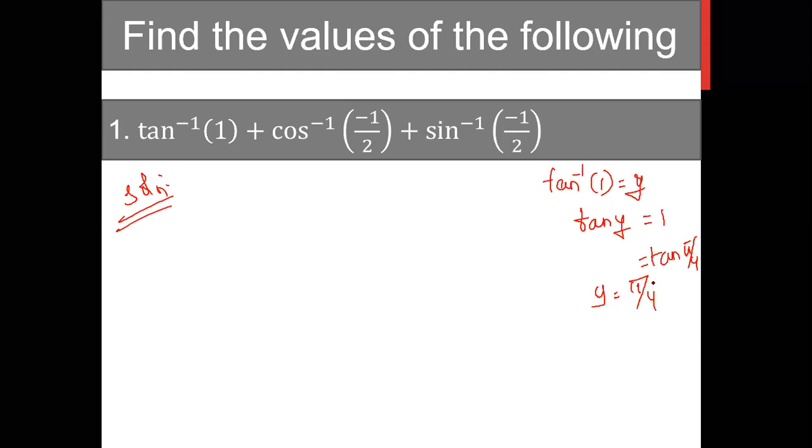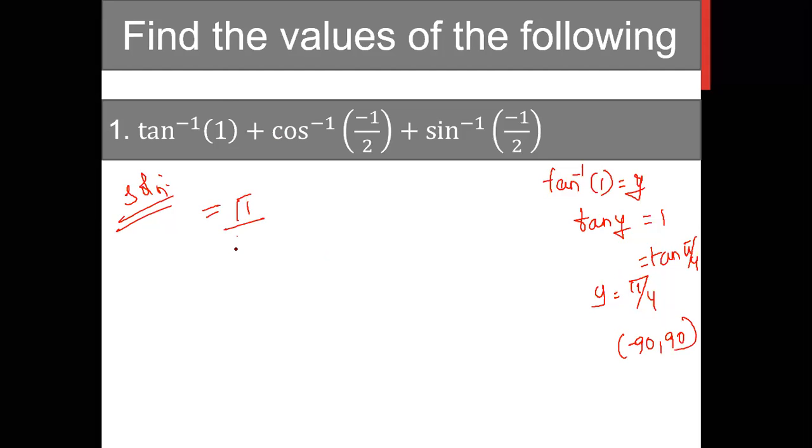But check whether pi by 4 belongs to our principal value branch of tan inverse. Tan pi by 4 is 1. What is the principal value branch of tan inverse function? Minus 90 to plus 90. Clearly it belongs.